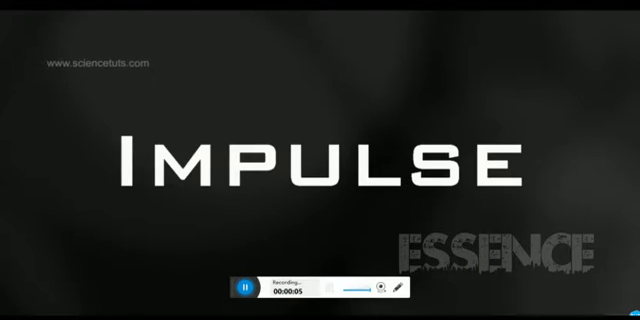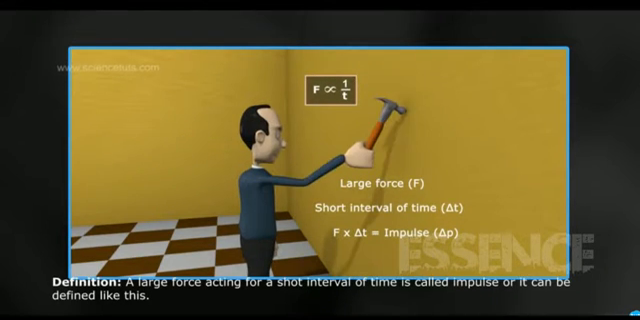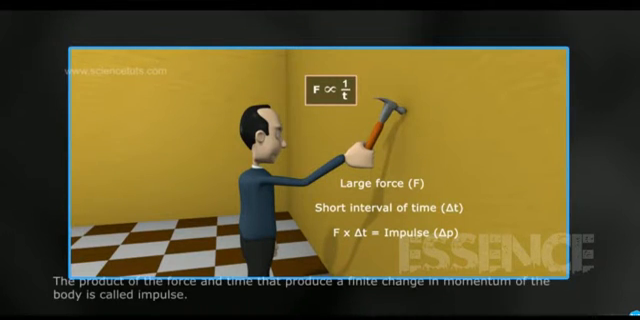Impulse. In this module, we discuss impulse. Definition: a large force acting for a short interval of time is called impulse. Or it can be defined like this: the product of the force and time that produce a finite change in momentum of the body is called impulse.